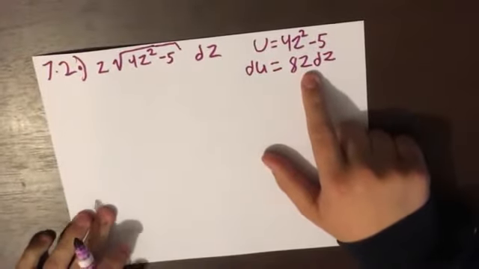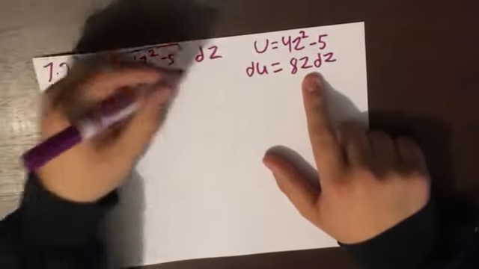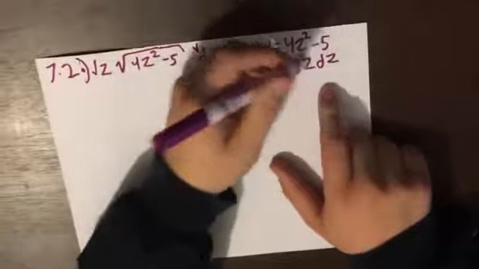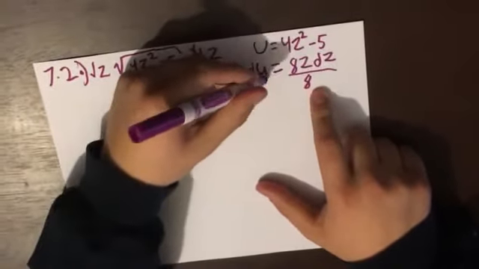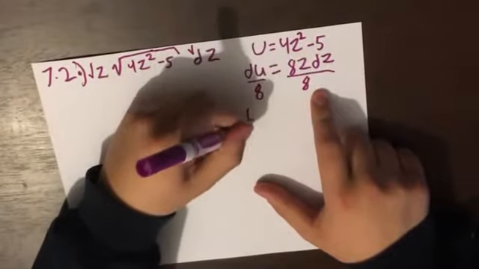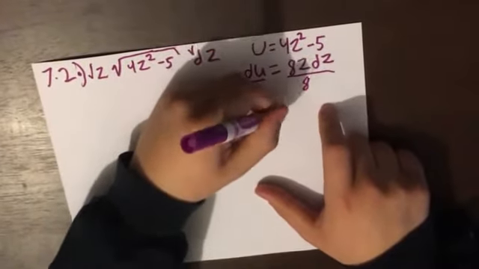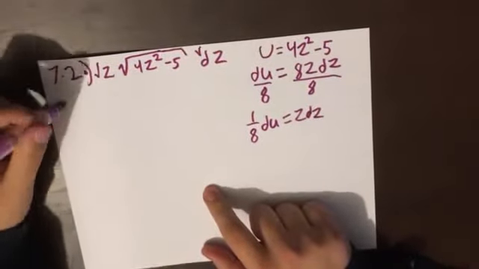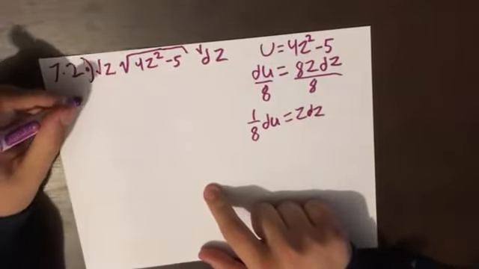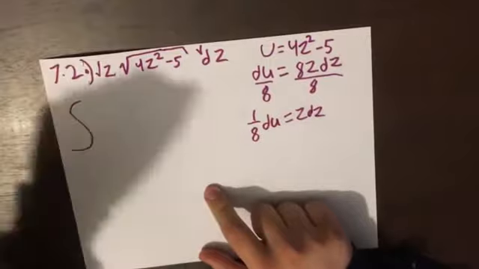So as you can see right now, we have a z here, check, and then we have a dz here. So we're good, but we don't have an 8. So what you're going to do is divide both sides by 8. So we're going to have 1/8 du equals z dz. So that basically just means that when we actually go ahead and solve the problem, we're going to have this weird s thing.